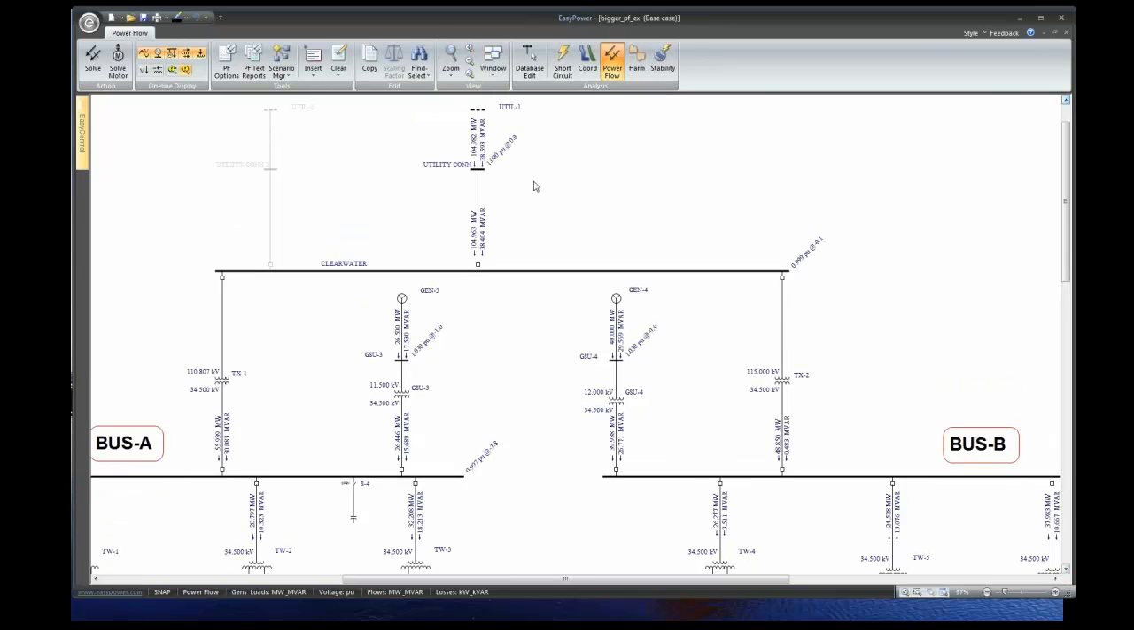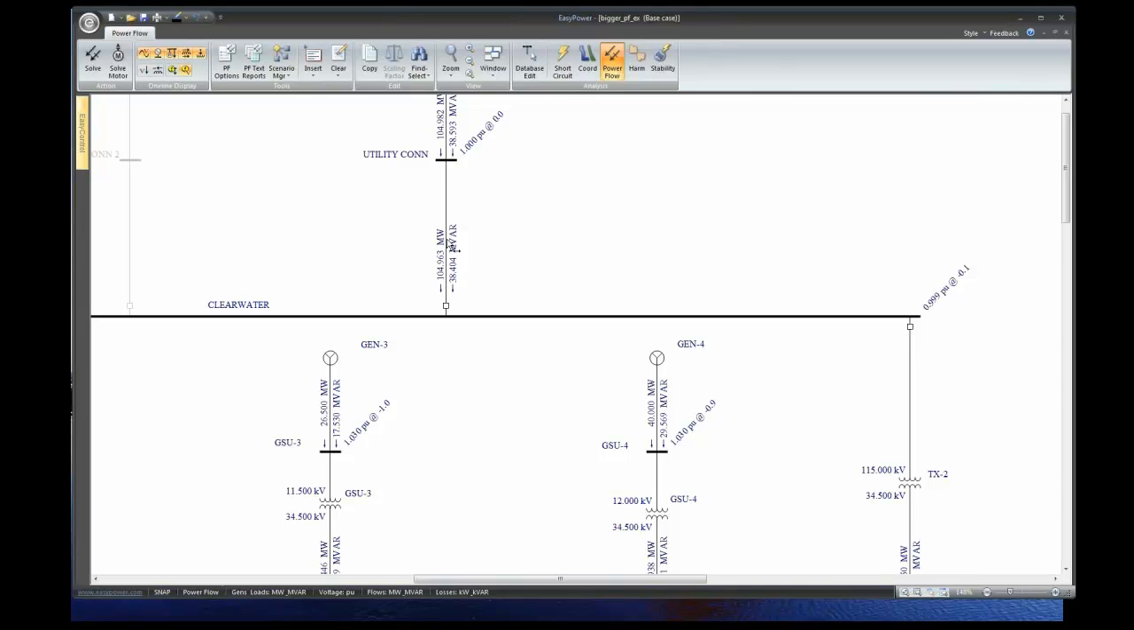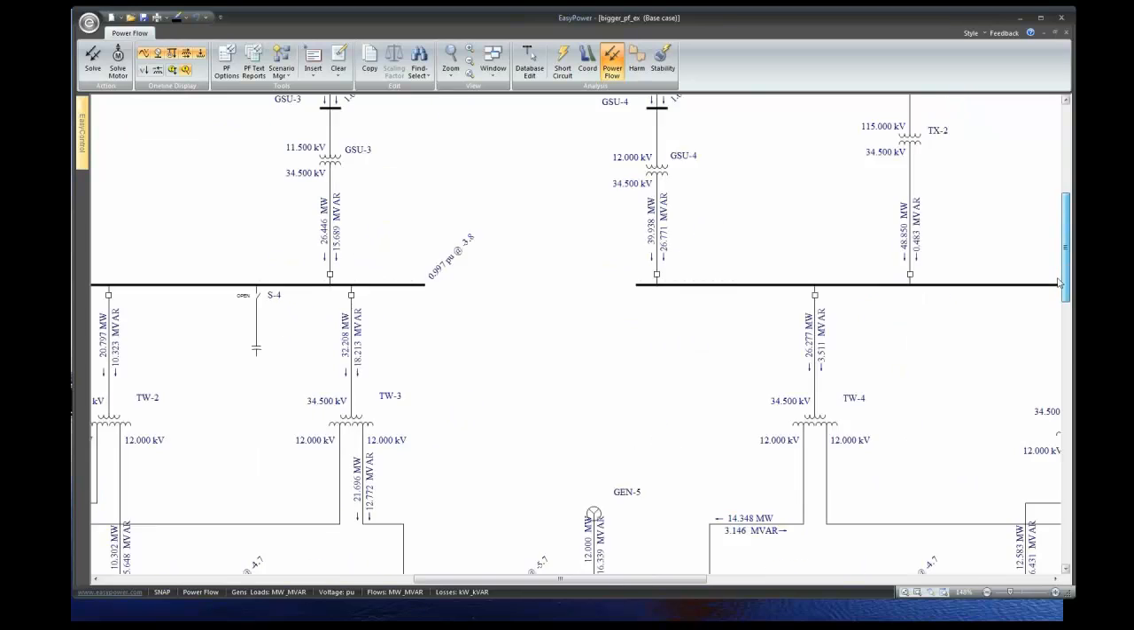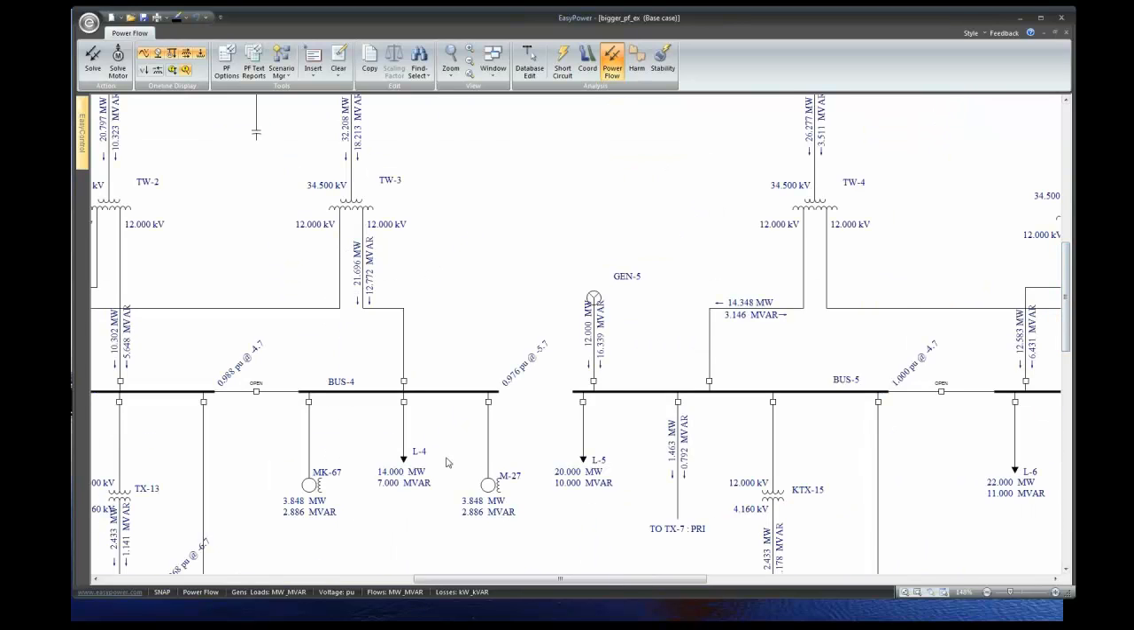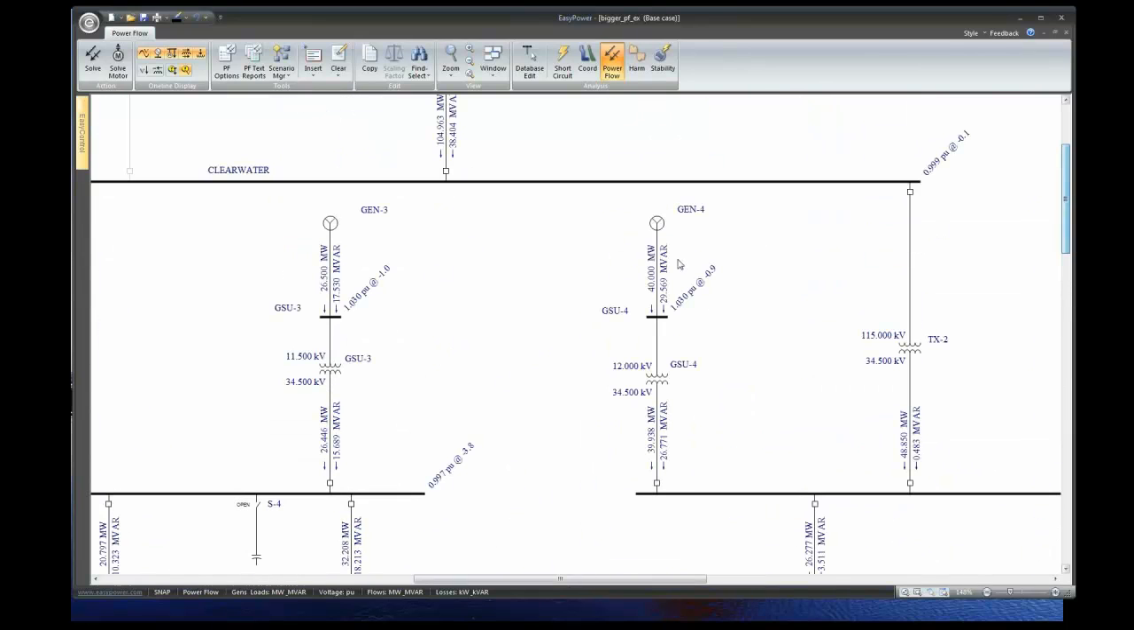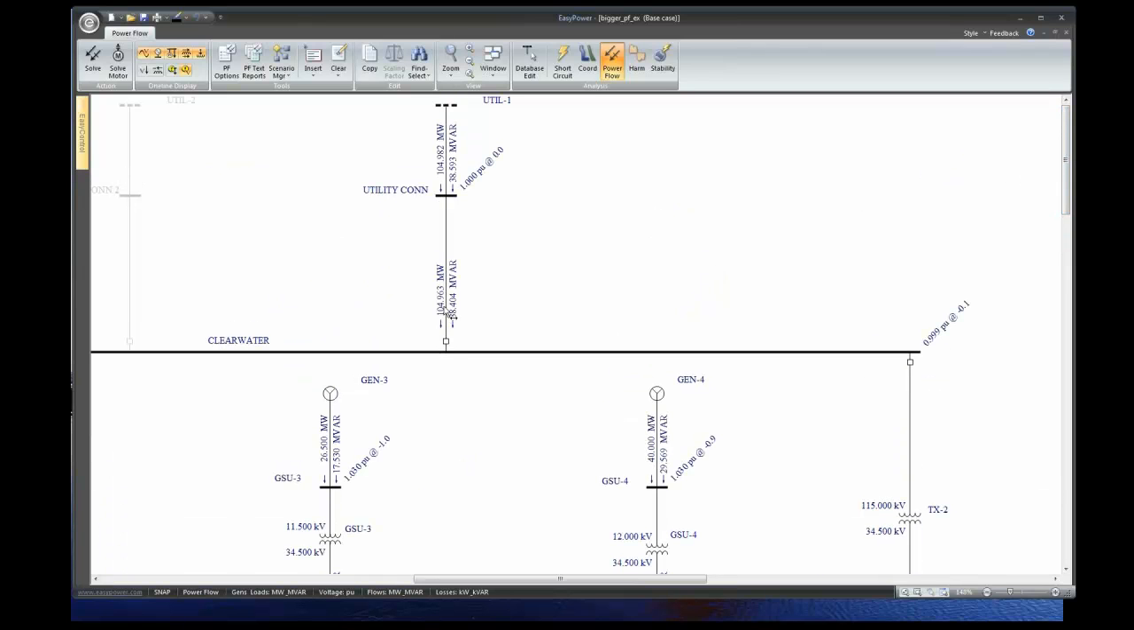The thing to keep in mind is that this 104 megawatts is determined by the loads in my system and the losses, and I have generation here as well. So everything has to balance out. That's really what determines the kW, or the megawatts, not the voltage. The voltage is a secondary effect.